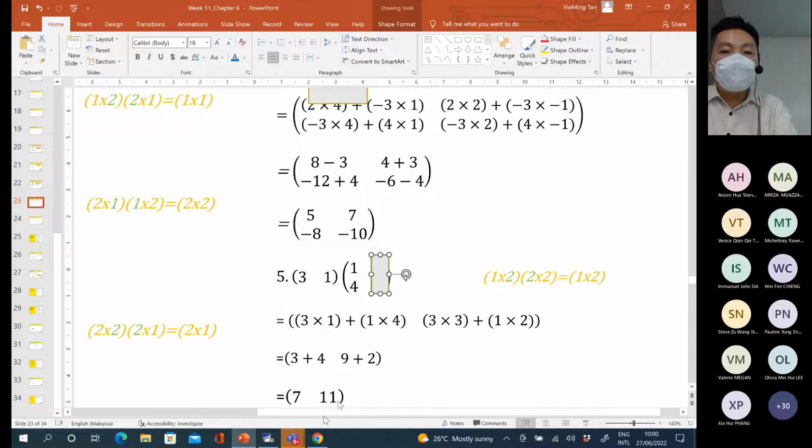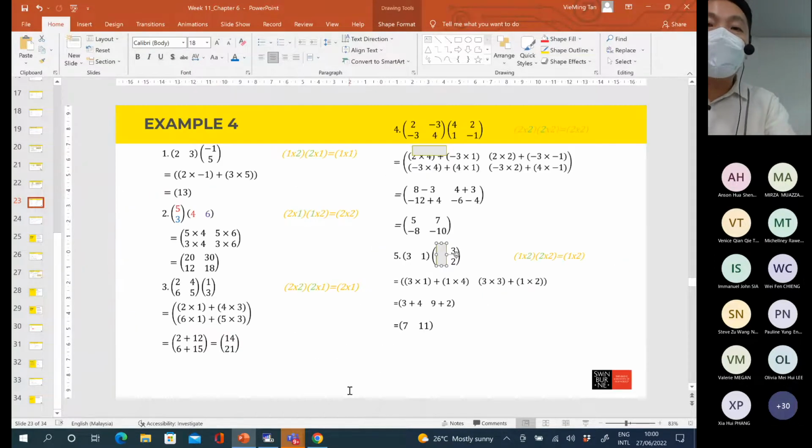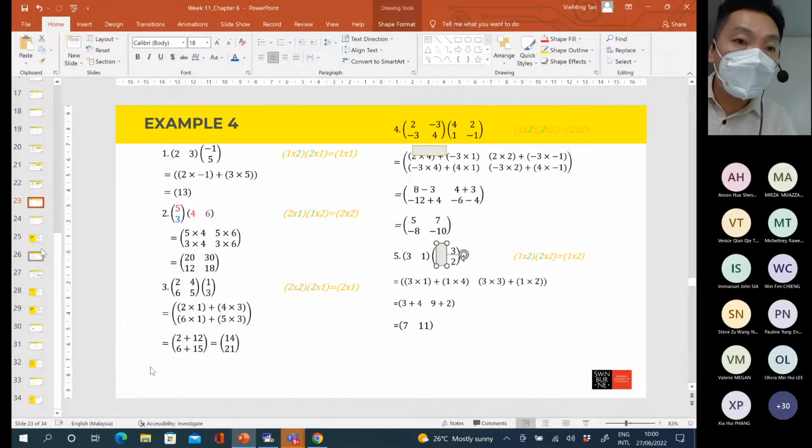You'll get 7. Okay, so this element involves the first row of matrix A and the second column of matrix B. So we need to use 3 multiply 3 plus 1 multiply 2 in order to get 11. Okay, so far so good. I think, because the multiplication activity for matrices can have different formats, the best way to cope with this is to do some more tutorial questions.